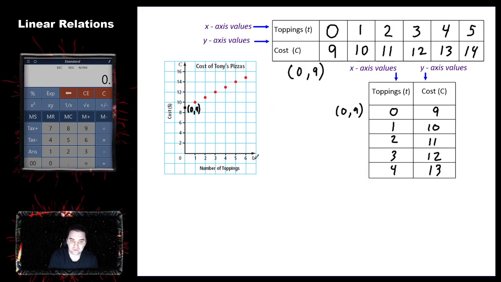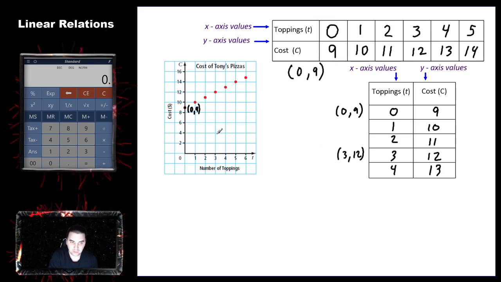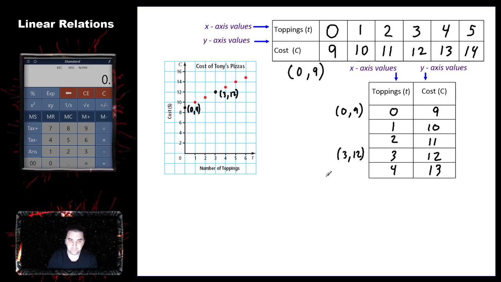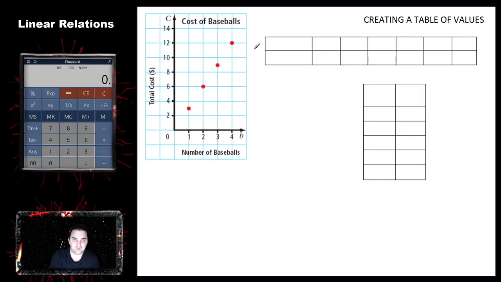We'll do one more just as a review. Let's try 3, 12. So 3, 12. We go 1, 2, 3 along this line here, and 12 up. Here is 3, 12. Okay, that should be review. You should have done that a couple of years back, but it's always good to refresh.